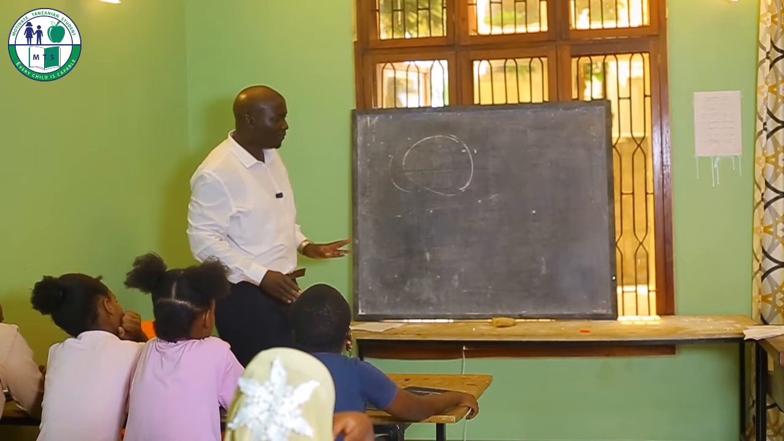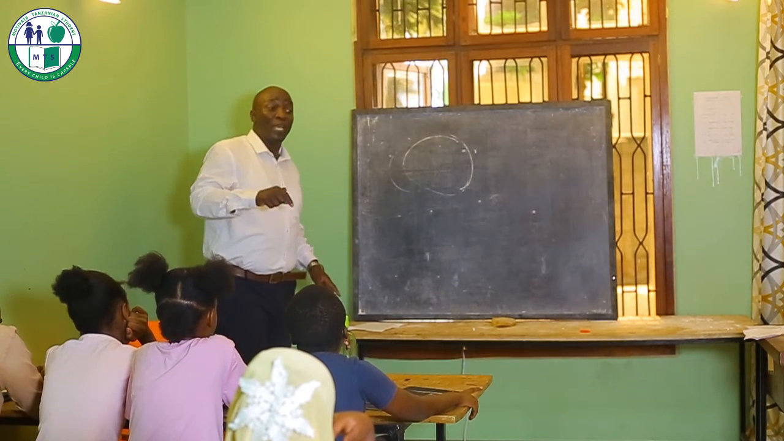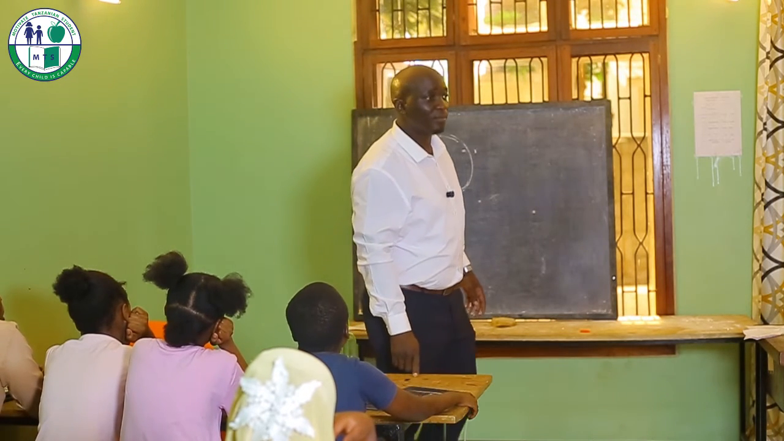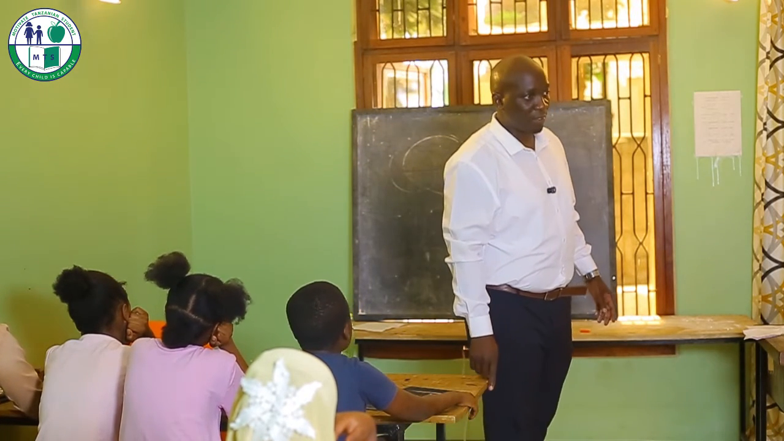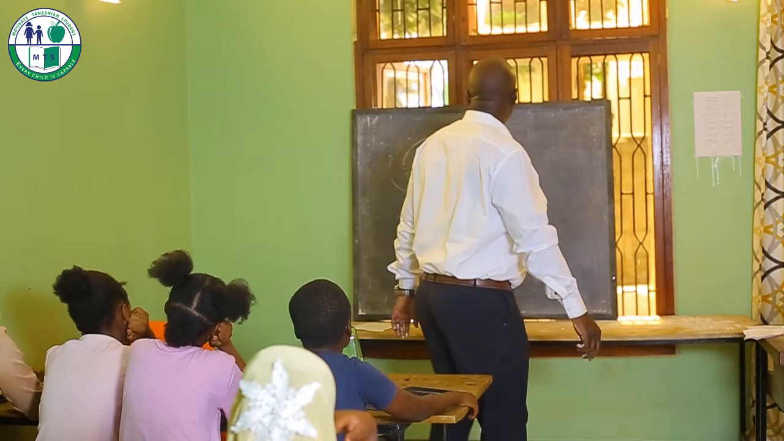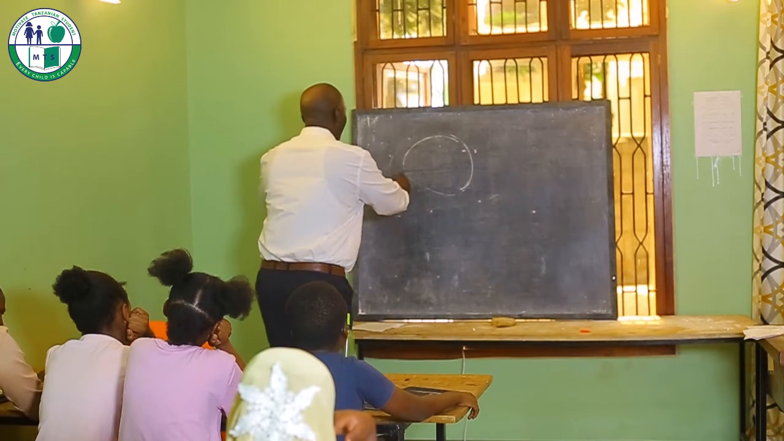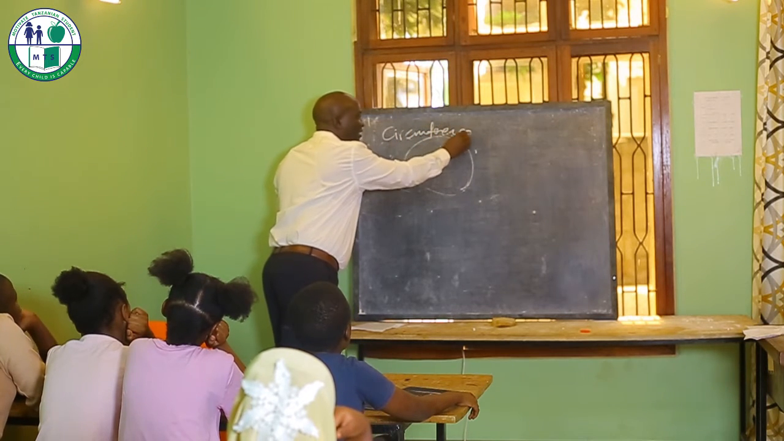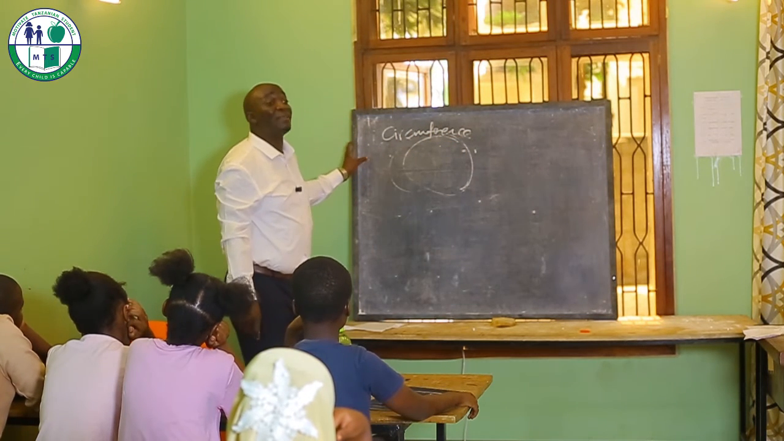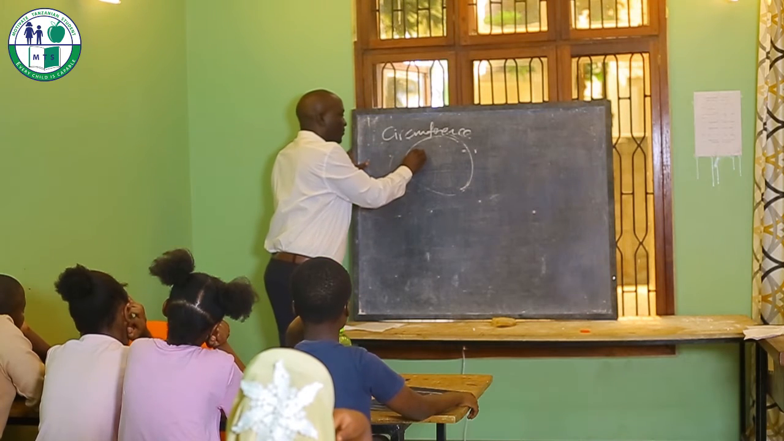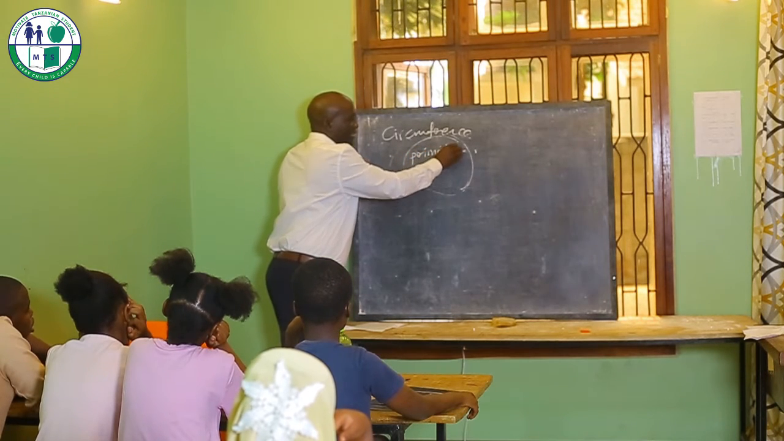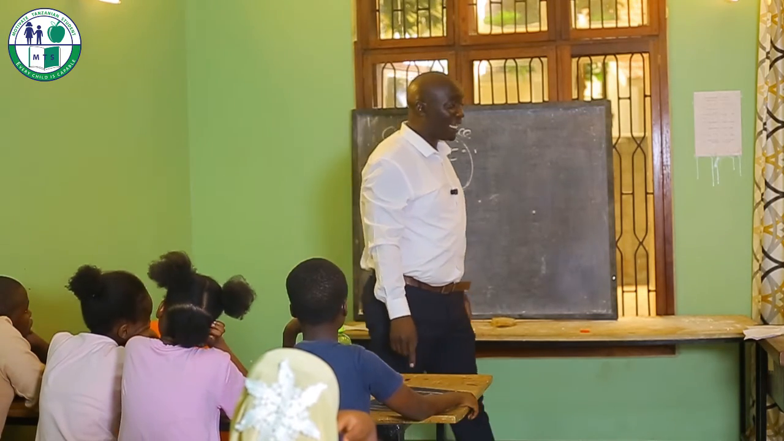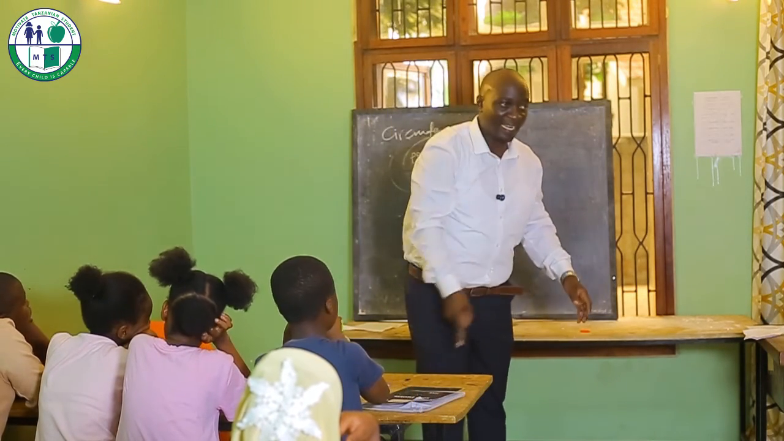So kutumia baiskeli yako wewe, unaweza ukapima umbali wa hapa mpaka Mbuyuni. Unatafuta circumference. Circumference is another word for perimeter. Unatafuta perimeter ya ile tairi yako ya nyuma.